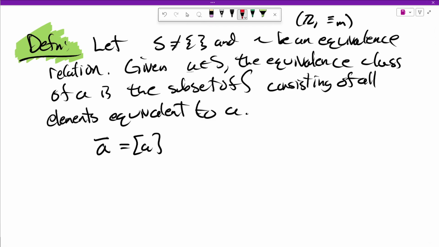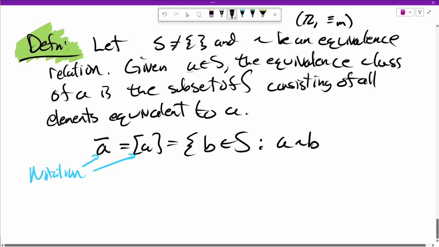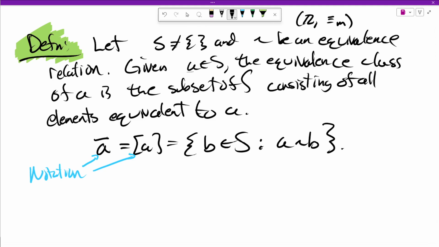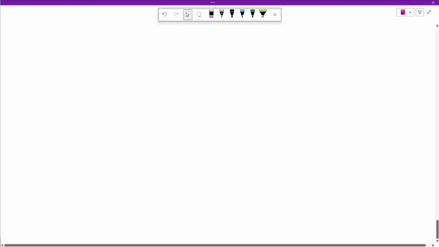This is just notation. And then the actual set itself is the collection of all B's in S such that A is equivalent to B. So we collect all of the equivalent elements into one set, and actually S itself breaks down as a union of equivalence classes. We're not really going to need that, but I want to show you an example of these things.